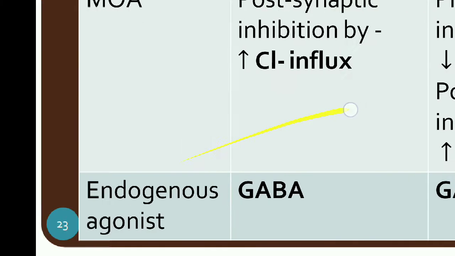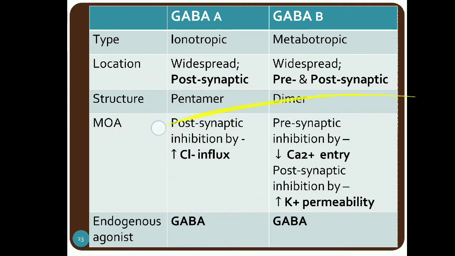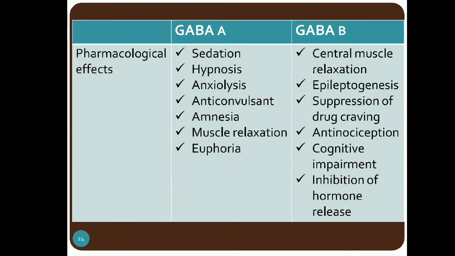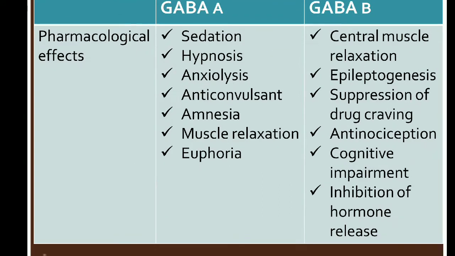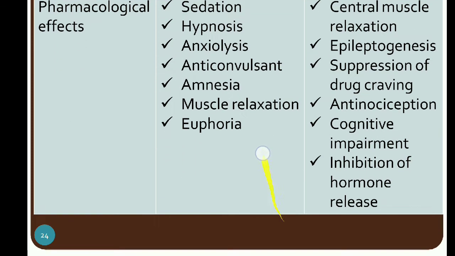This is the pharmacological effect. When we talk about the pharmacological effect of GABA A, it causes sedation, hypnosis, anxiolysis, anticonvulsant effect, amnesia, muscle relaxation, and ataxia. GABA B causes muscle relaxation, antiepileptic effect, nausea, suppression of drug craving, antinociception, cognitive impairment, and inhibition of hormone release. This is the comparison of the pharmacological effects of GABA A and GABA B.